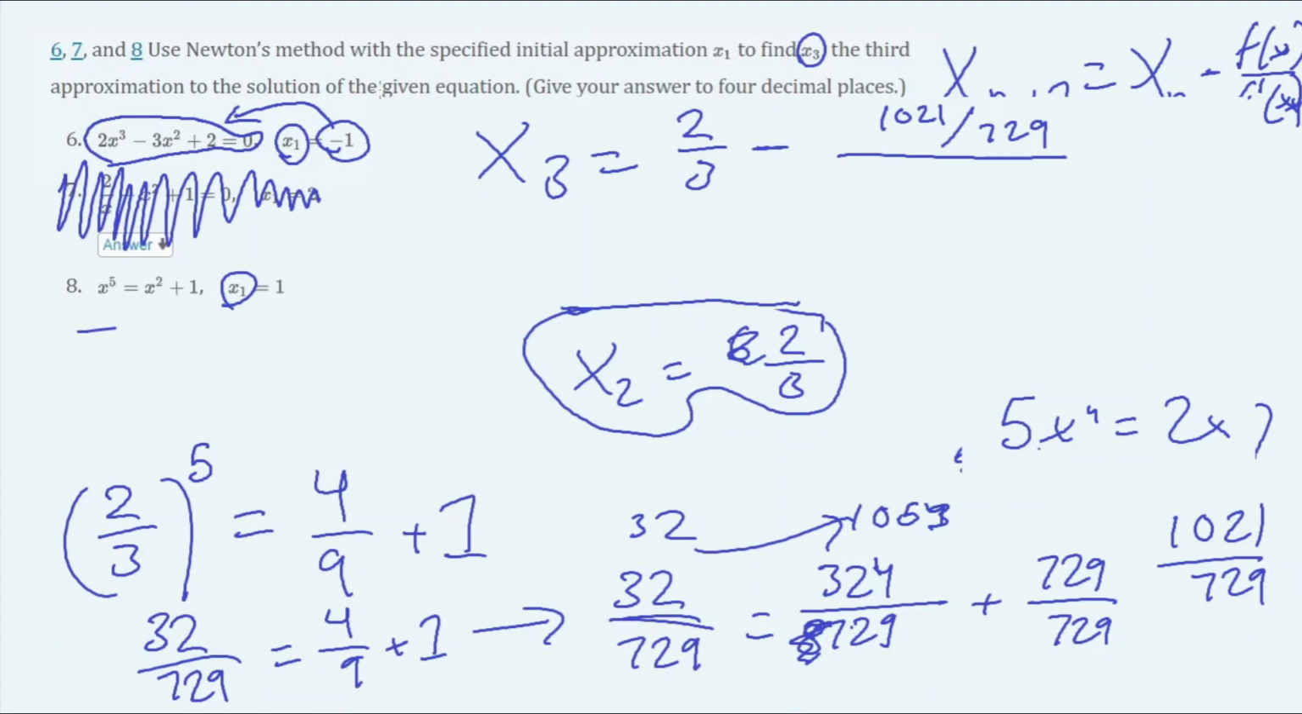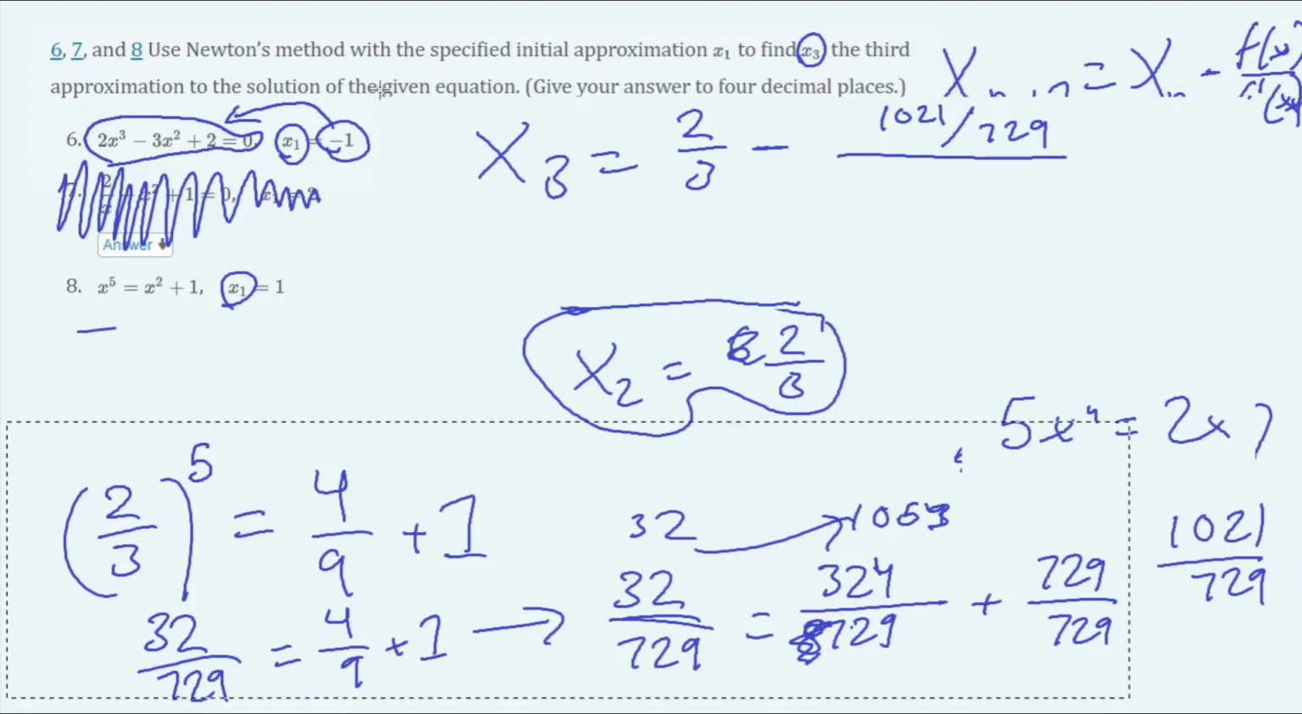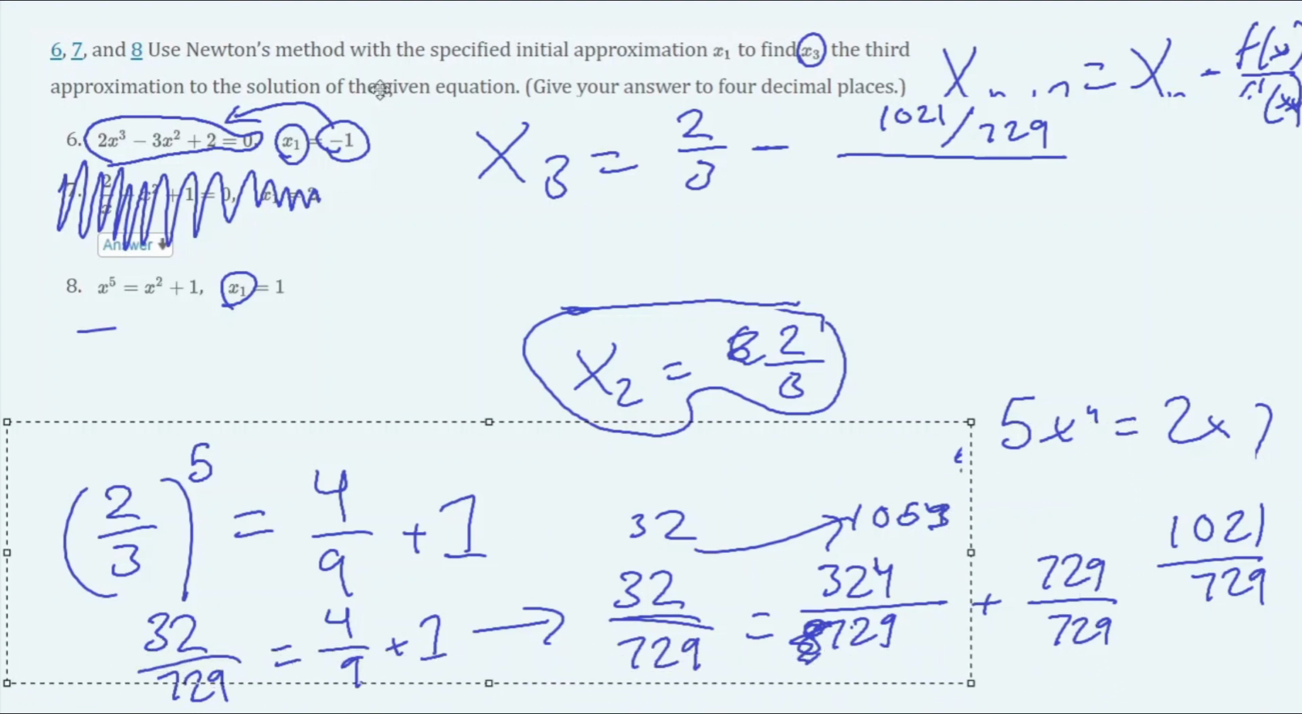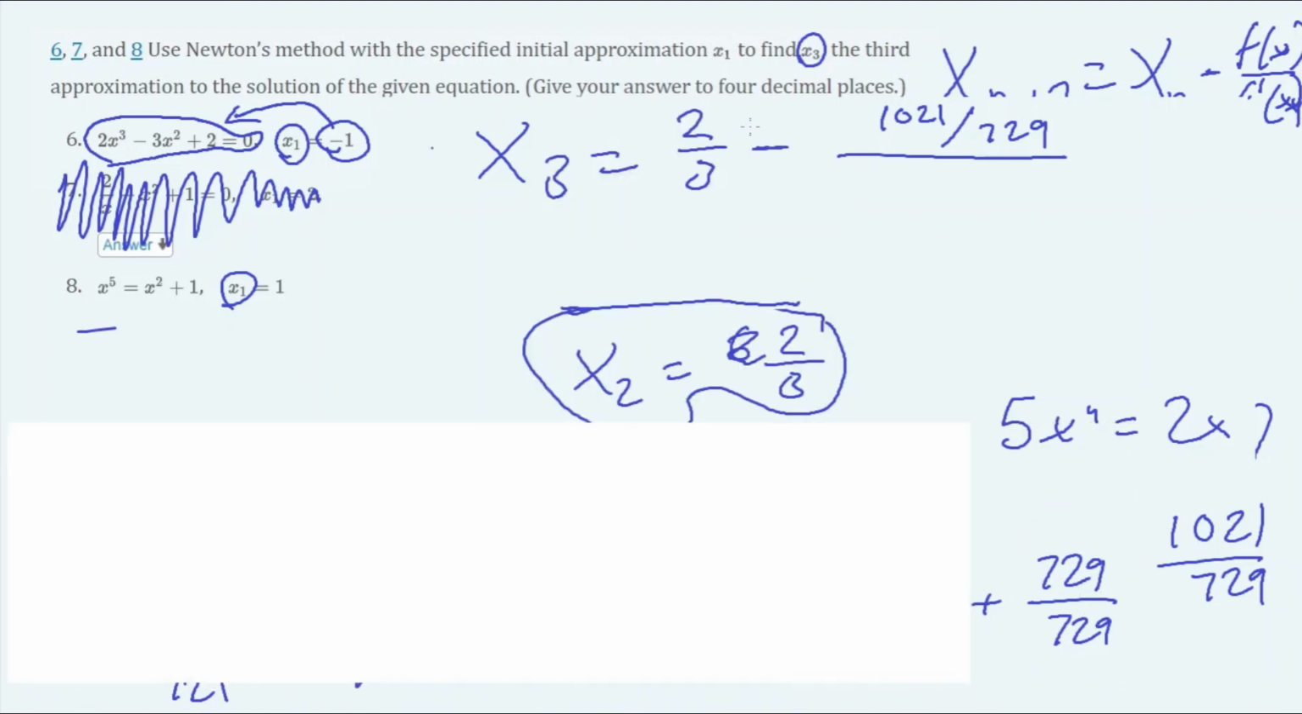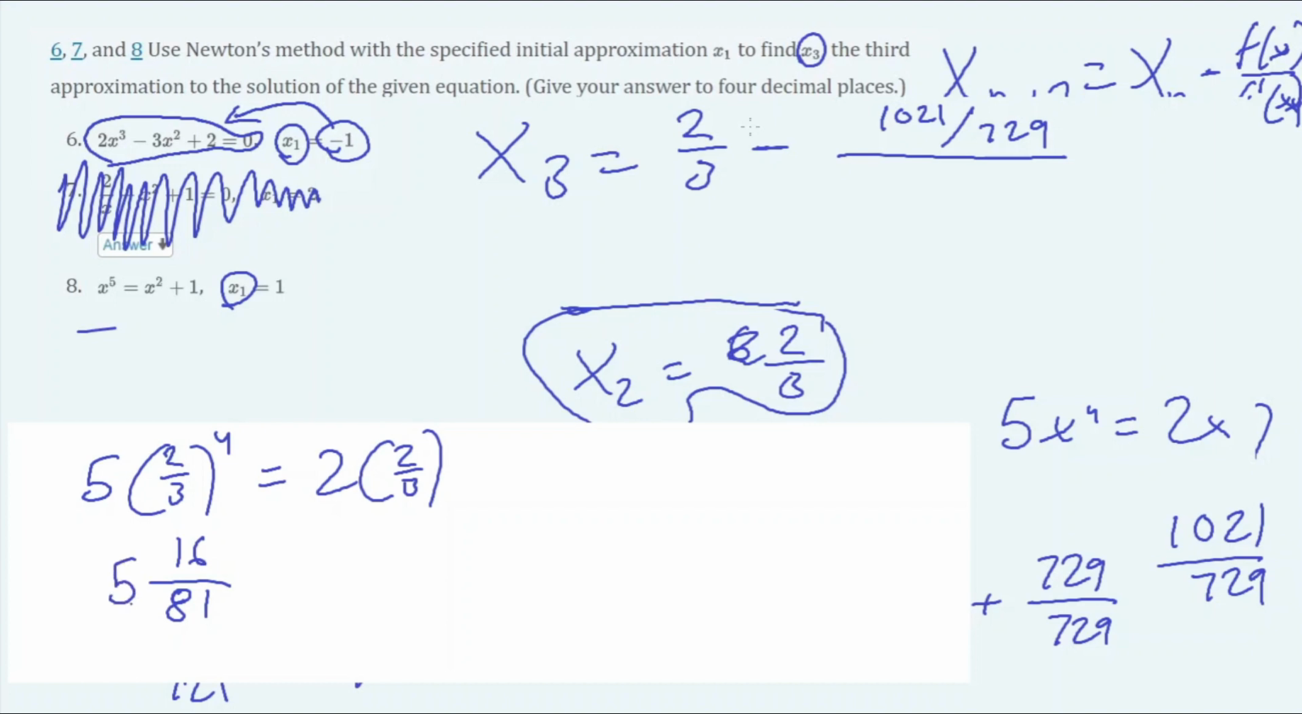And then now to find f prime of x, we have to plug in 2 over 3 into the derivative. So let's create some more space down here again, like that. And now we're going to plug it into the derivative. So we're going to have 5 times 2 over 3 to the fourth power is equal to 2 times 2 over 3. And 2 over 3 to the fourth power is going to be around 16 over 81. And then we have 5 over here.